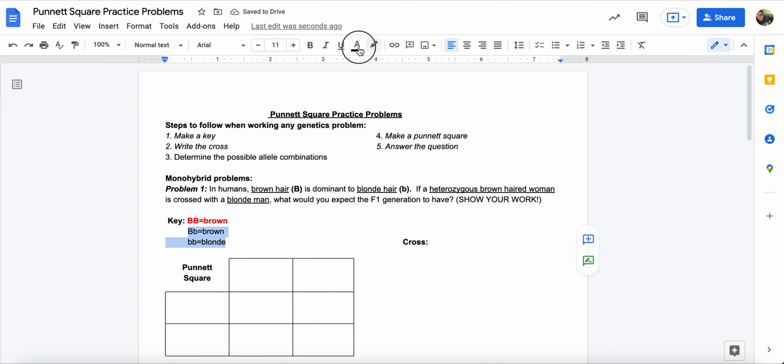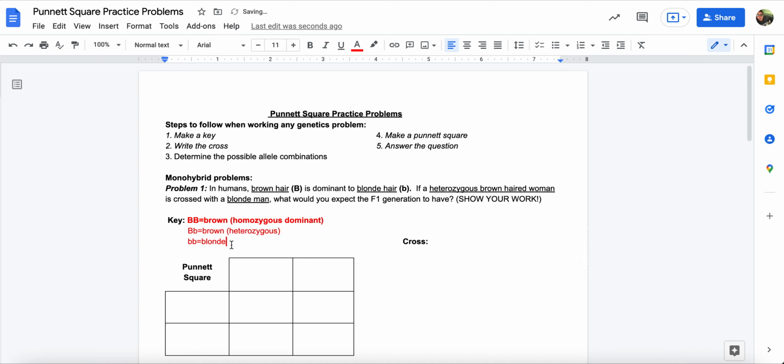Okay, make these red. I would also write homozygous dominant. You need to know these words. So we have our key done.